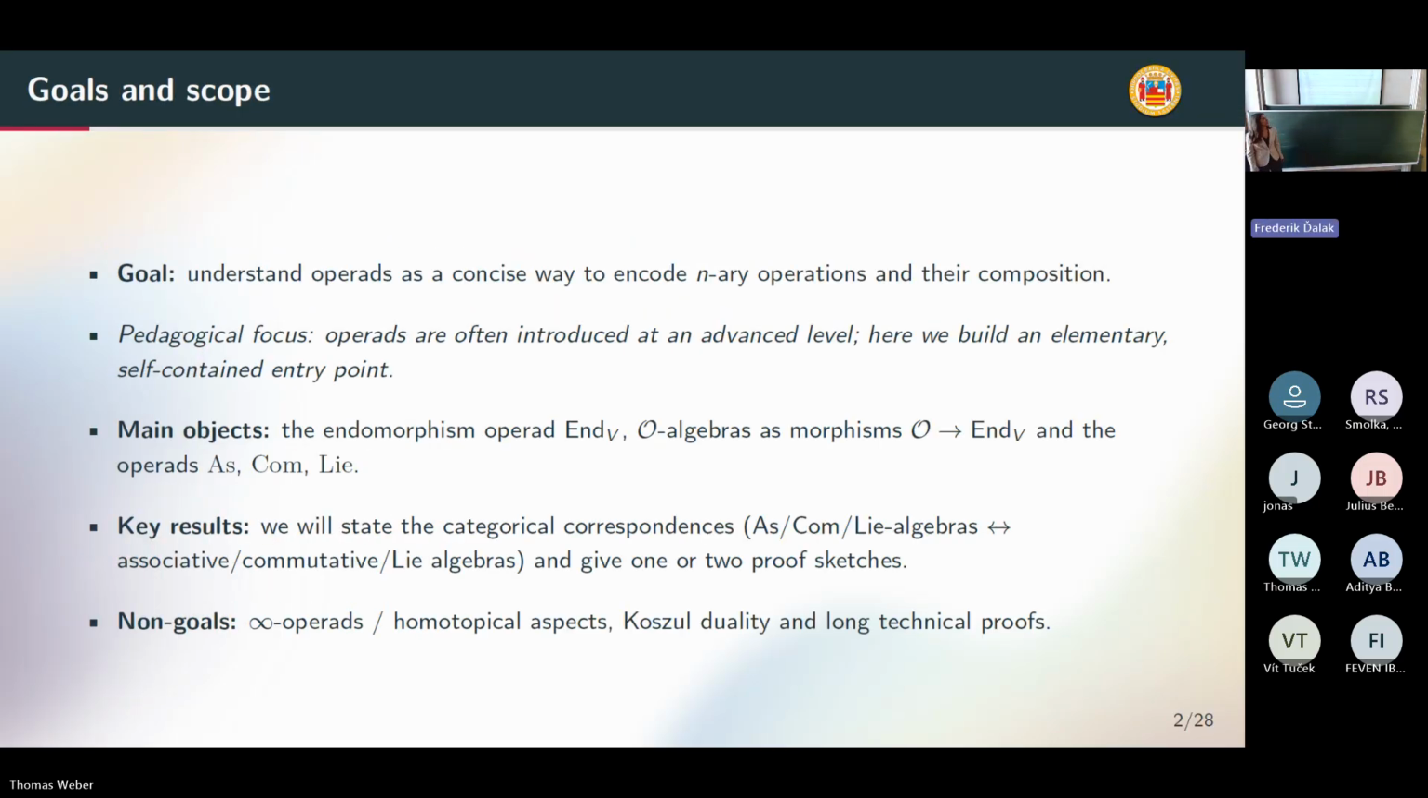My goal today is to provide an entry point to the theory of algebraic operads. Often, this theory is introduced from a very advanced, abstract, and categorical perspective. But today, I will take a more pedagogical approach. So I will build the theory from scratch. We will start from the very first definitions, and then we will arrive to state the three main isomorphism theorems, which are about the three bases of algebra: associative, commutative, and Lie algebras. And so that's the plan.